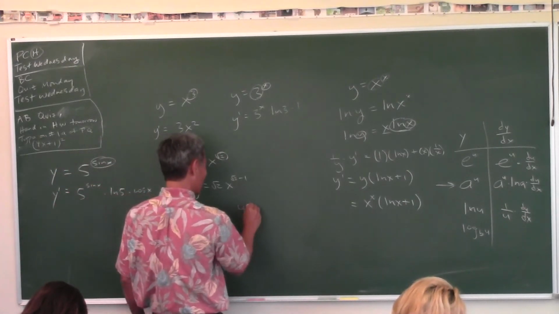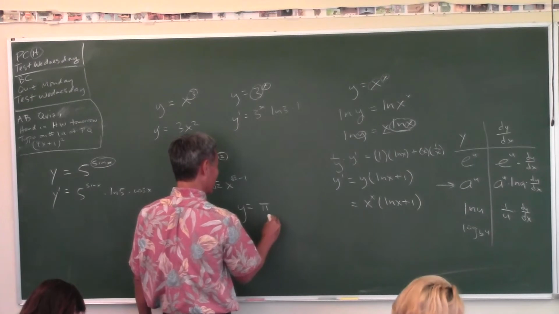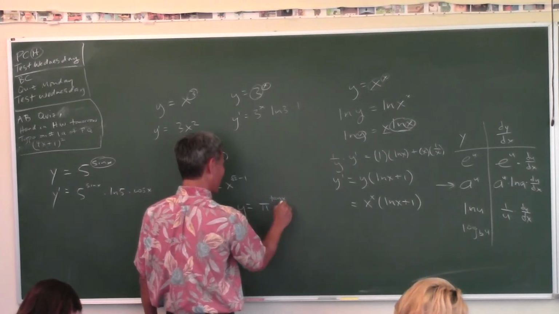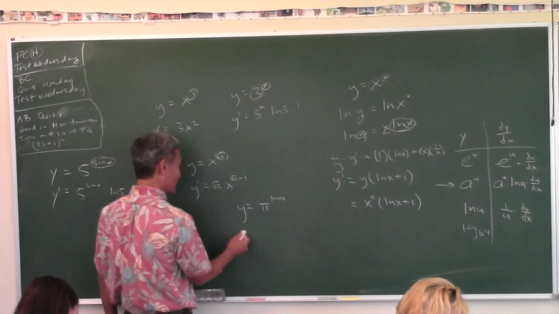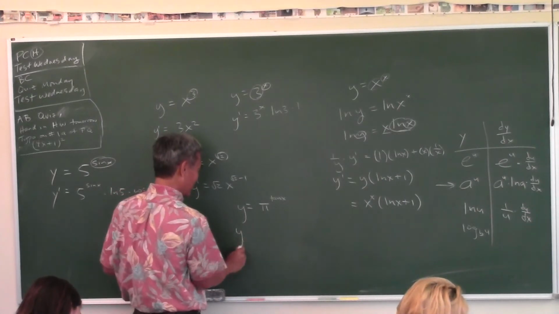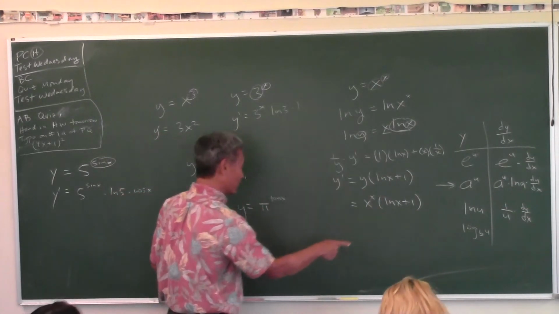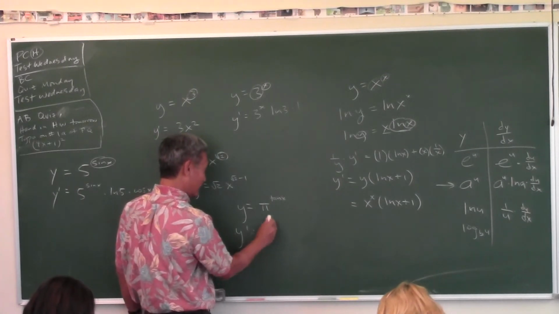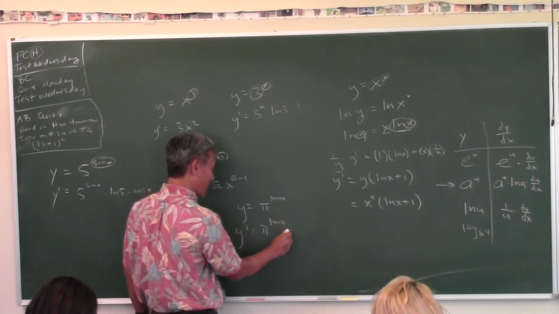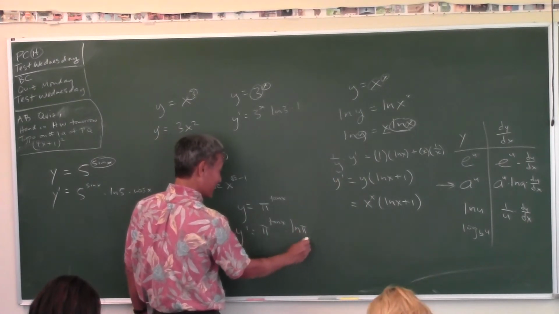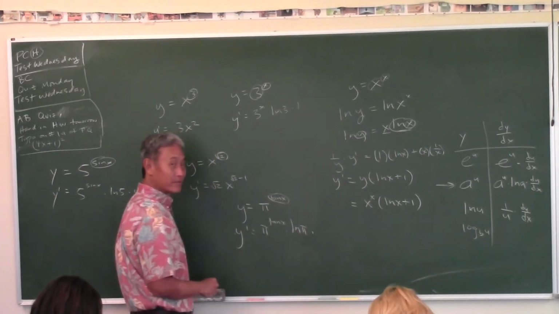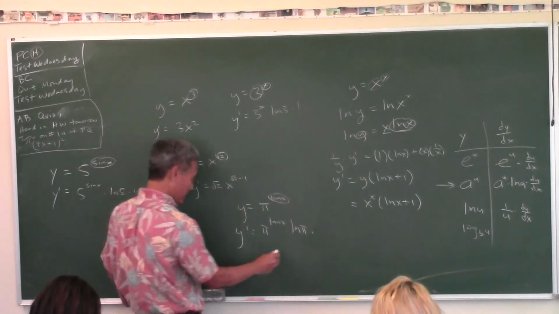What about if you saw this? Y equals pi to the tangent x power. Which rule do I have to use for that? See, just because it looks weird, doesn't mean anything. That's the a to the u rule. So what is it? A to the u times natural log pi times the derivative of tan x, which is secant squared x.